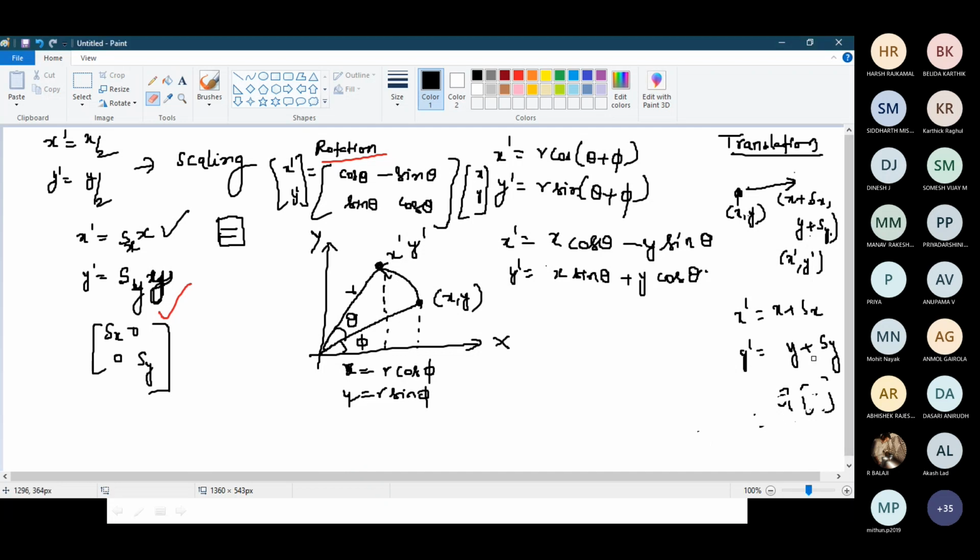You tell me what will be the matrix for translation. Please solve it and tell me.